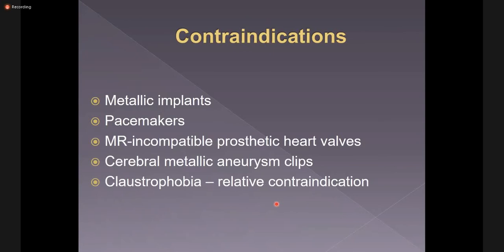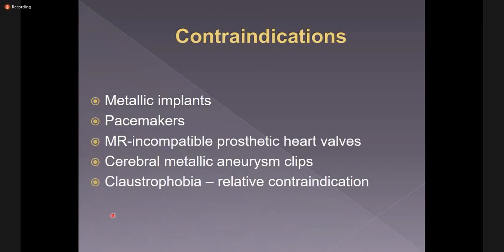These are the main contraindications because of the magnetic field. When we put metal in the magnetic field, it can attach to the field or the machine, and the machine can burst. So it is very dangerous for the patient. So we have to first rule out whether there is any metal in the body, and then we put the patient in the MR machine.